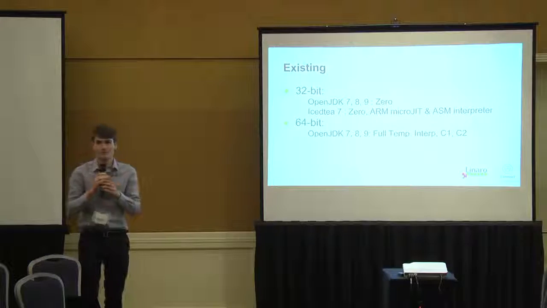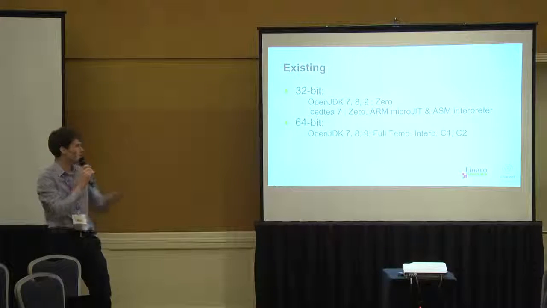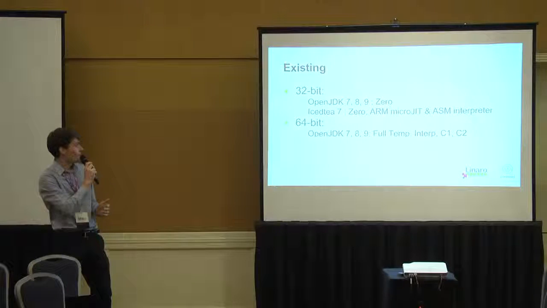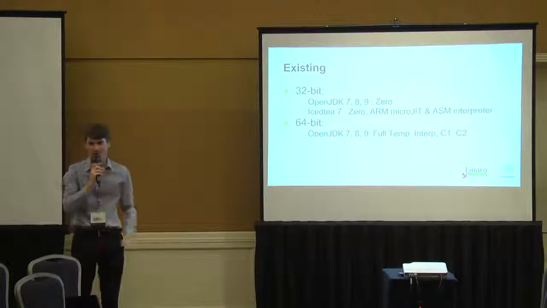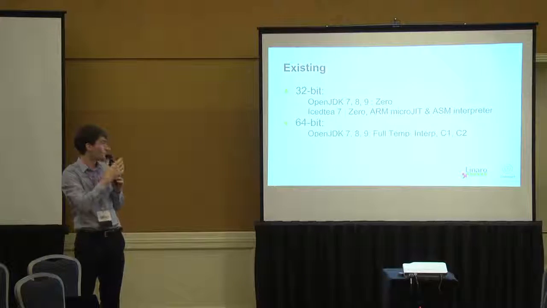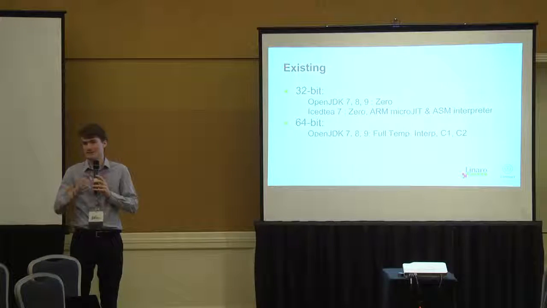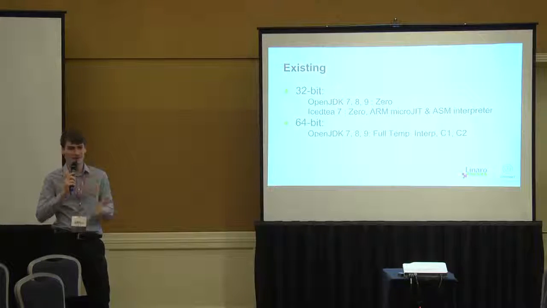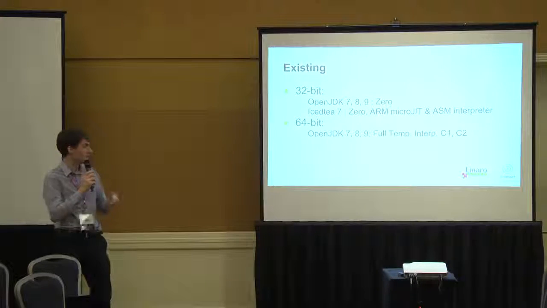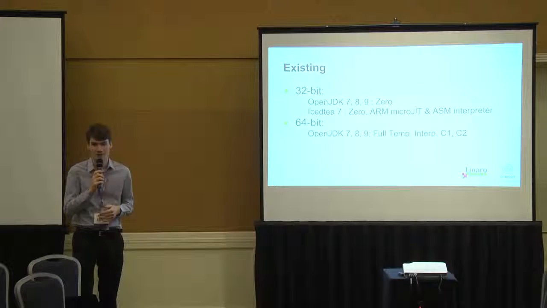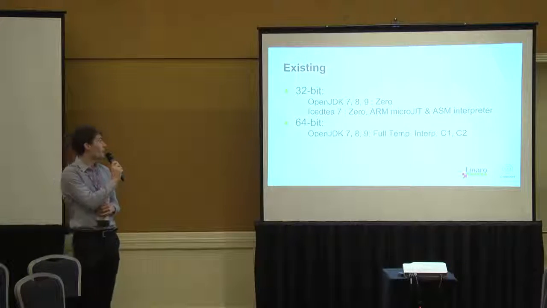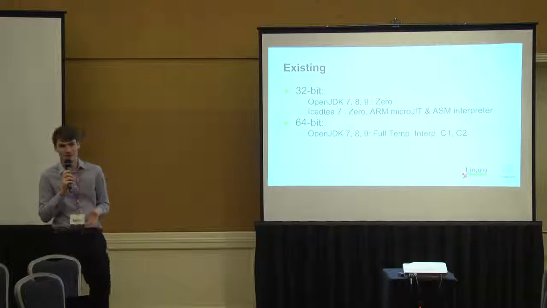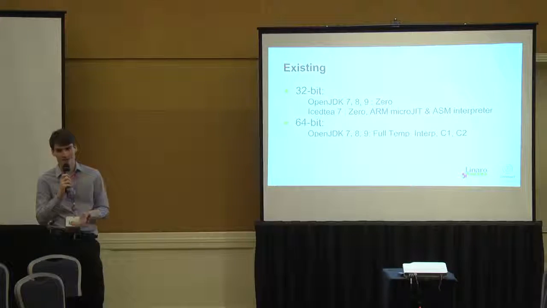Okay, so what's the existing field for Java OpenJDK on ARM? Well, for the 64-bit ARMv8 processor, there's a full implementation of the template interpreter and the C1 and C2 compilers for OpenJDK 7, 8, and 9. In 9, it's been put into the main source tree rather than being maintained separately. For 32-bit ARM processors, the Zero interpreter was working for 7, 8, and 9.